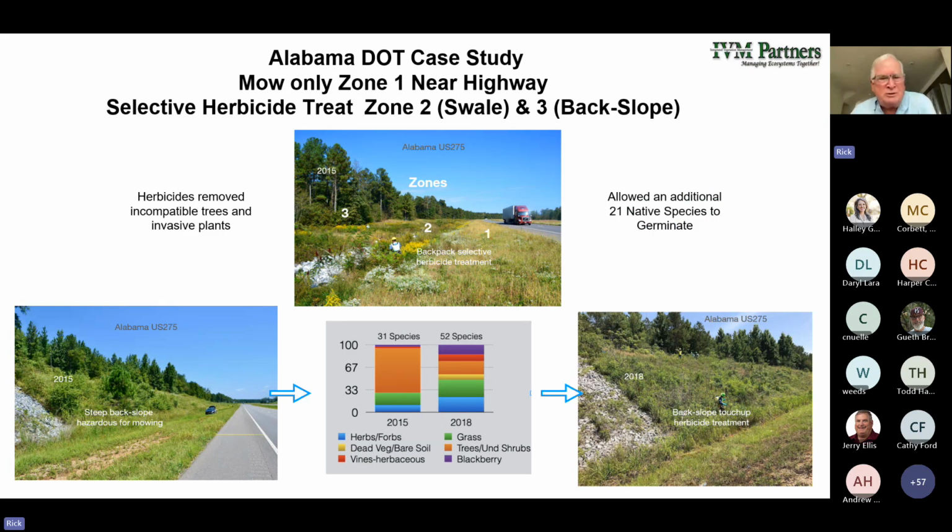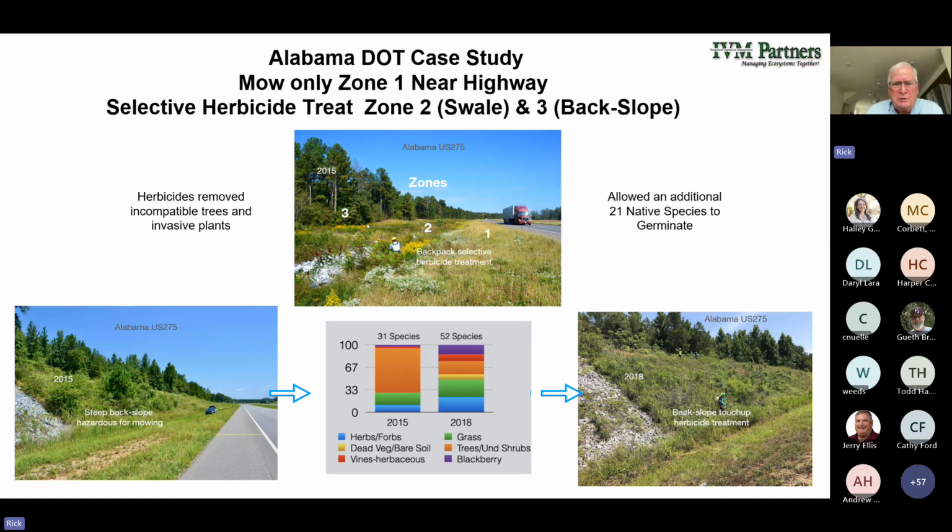Alabama DOT, we said, give us a half a mile. Let us show you what we can do. So we started in 2015. This is going around a beltway around Talladega. And we said, you need to mow zone 1. Zone 2 is your swale. Zone 3 is your back slope. That's where we taught the backpack crews.